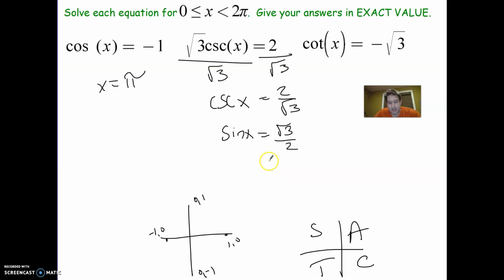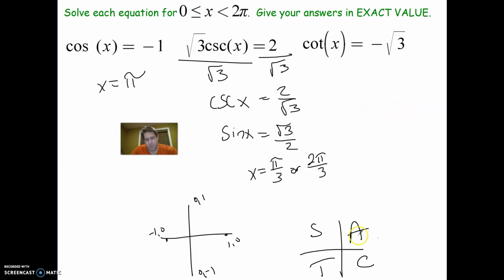So either a 60-degree angle, so x can be pi over 3, or it can be over here, which would be 2 pi over 3, which would be a 60-degree angle in the second quadrant. Those are both positive. Now, if it had been negative, then it would have been these two quadrants down here.